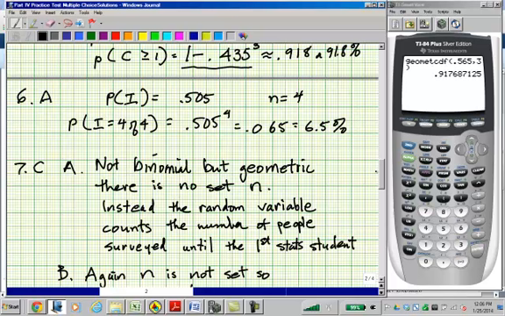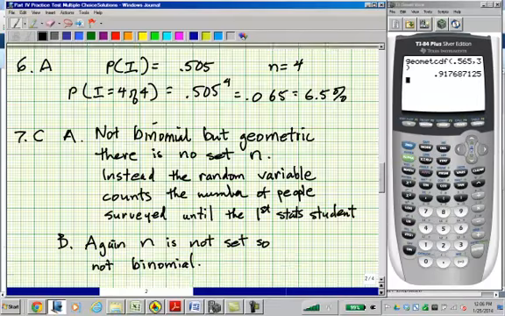This is a binomial probability, but you don't need to use that. Just, the first household has it. That's 0.505. The second, third, and fourth. It's just 0.505 times itself 4 times, or 0.505 to the 4th. Okay, number 7.